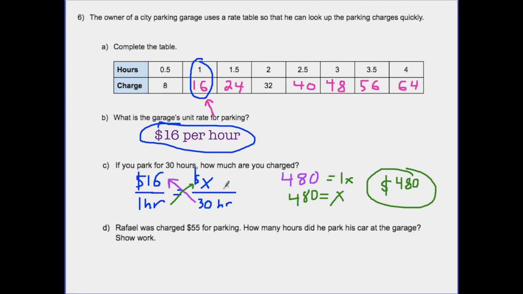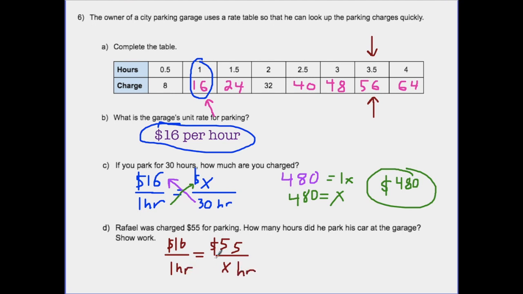Next one, that says Raphael was charged $55 for parking. How many hours did he park in the garage? I'm looking at my table here. 55 is really close to 56, which is close to 3.5 hours. So let's try that out. I have $16 for 1 hour, and he paid 55. We don't know the exact number of hours.